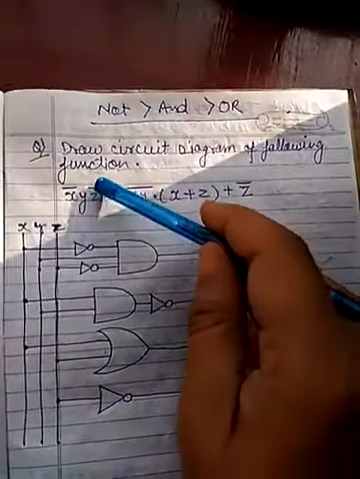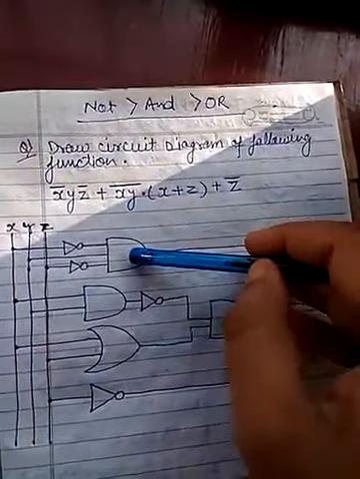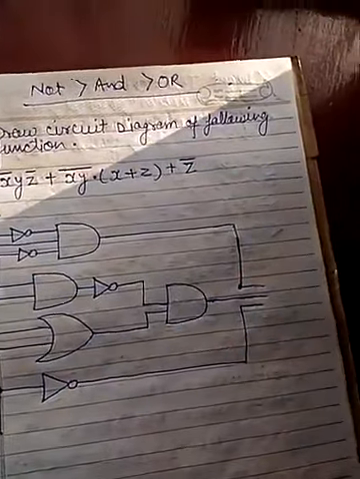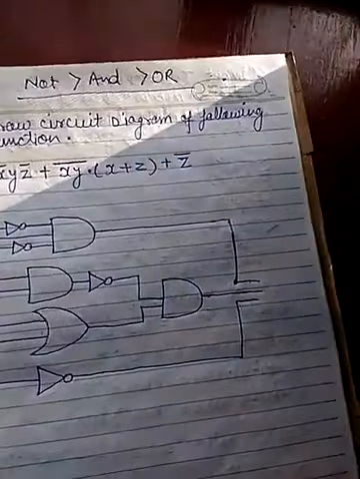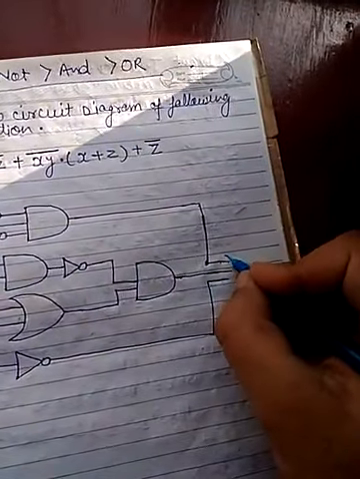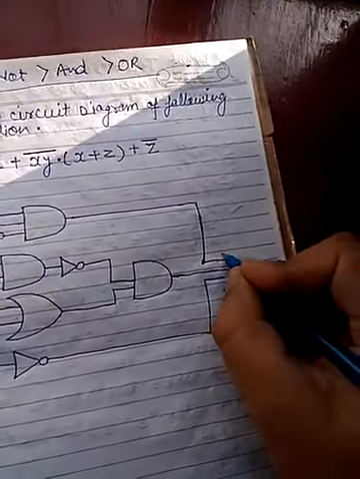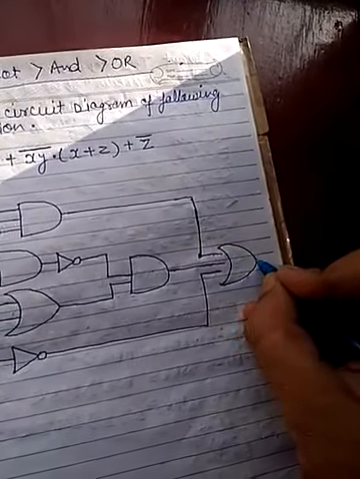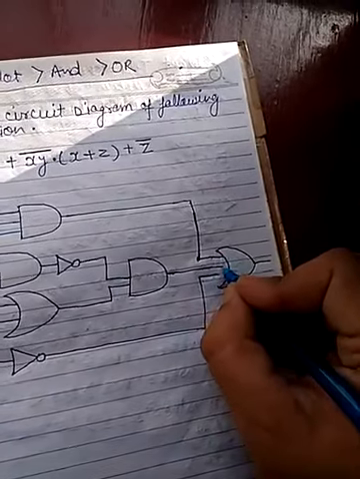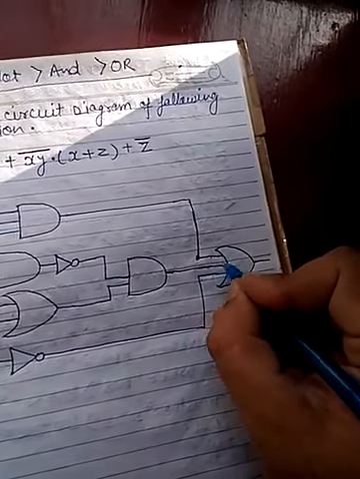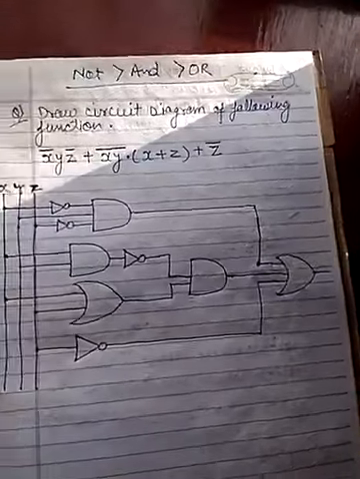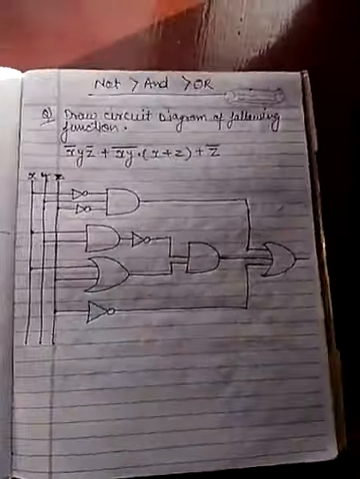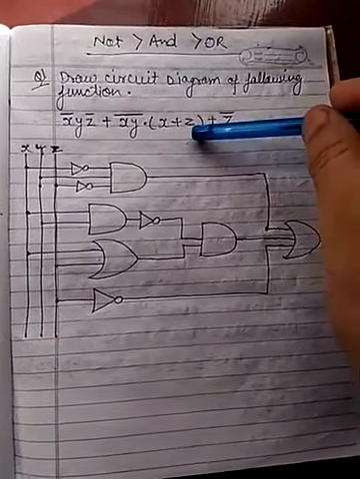This is the first term, x' y z'. This is the second term, this one, and z' is the last term. These are combined with the OR operator, so I am using the OR operator here. So this is the circuit diagram of this function.